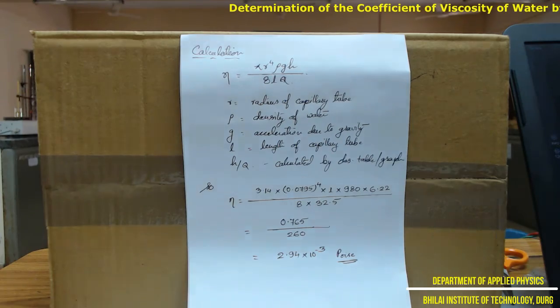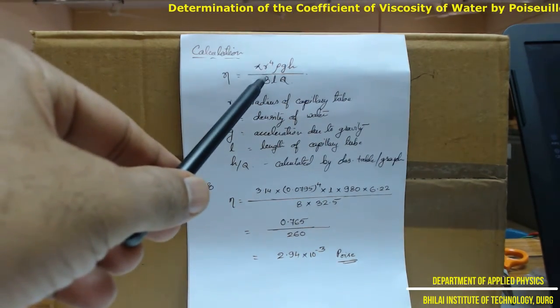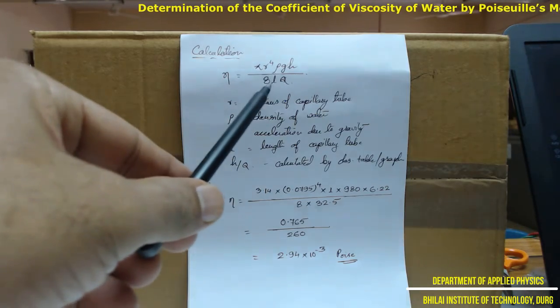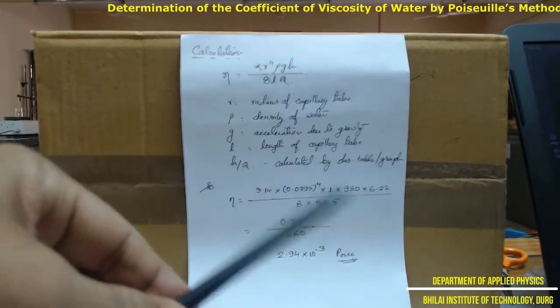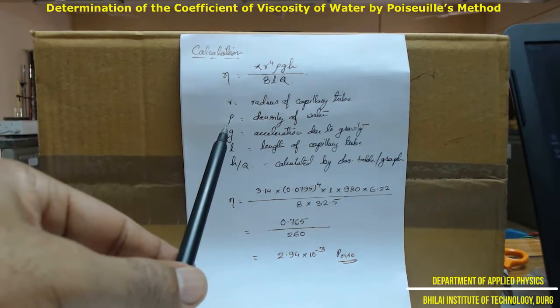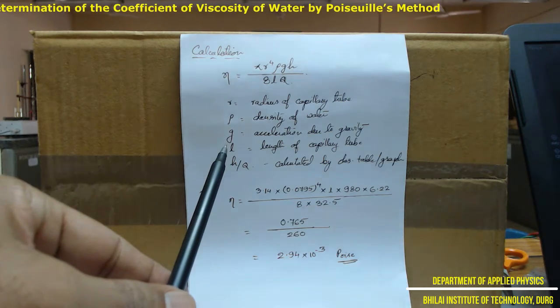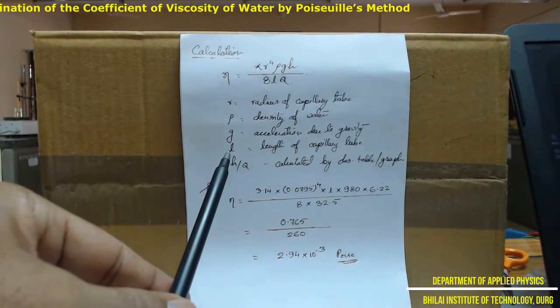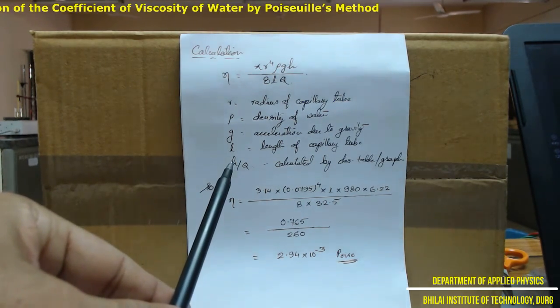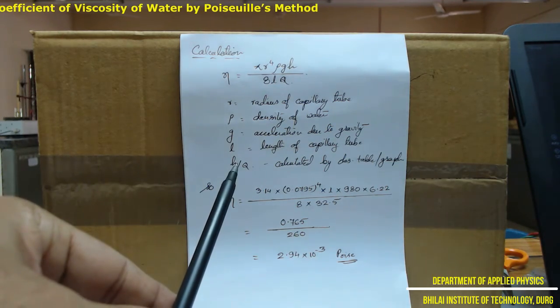Now this is the calculation. The formula is eta, that is viscosity, equal to pi r to the power 4 rho g h divided by 8 L Q. r is the radius of the capillary tube, rho is the density of the water, g is the acceleration due to gravity, L is the length of the capillary tube, and h by Q is our observation. We have already calculated the value of h by Q.